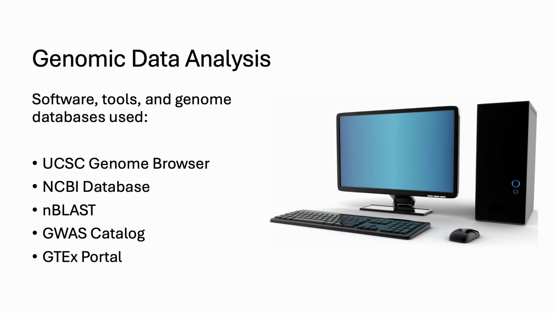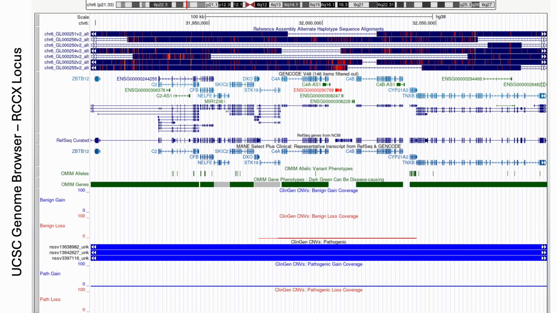To perform this genomic analysis, different software were used. This includes the UCSC Genome Browser, the NCBI database, and NBLAST, the GWAS catalog, and the GTEX portal. In the UCSC Genome Browser, I searched the MHC class 3 and zoomed out 10x twice. This shows all the RCCX genes in the cluster as well as additional pseudogenes.